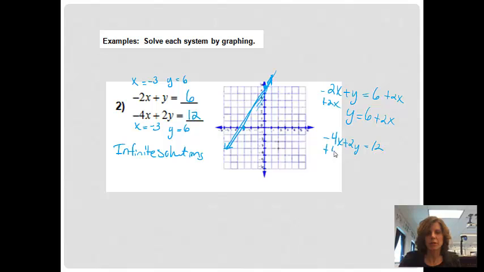And then for the second equation, we're going to add 4x to both sides. So those are gone, and then I'll divide every part by 2. And when I do that, I get y equals 6 plus 2x. Notice it's the exact same equation, which will make the graphs go on top of each other, which means there are infinite solutions. So now everyone should be ready to go on to problem 3.